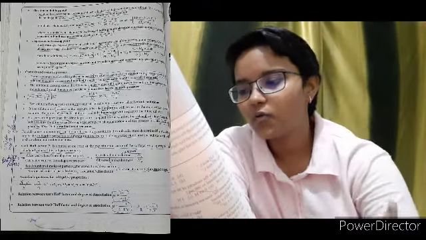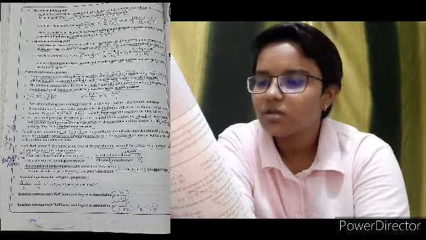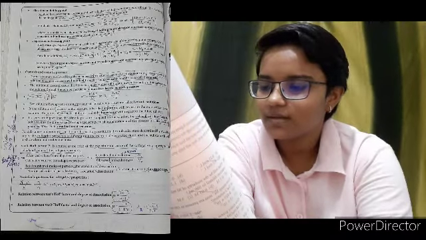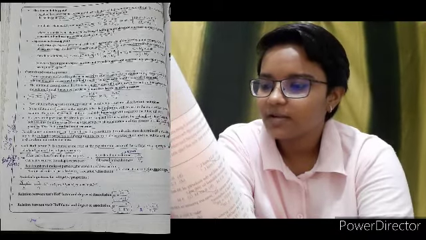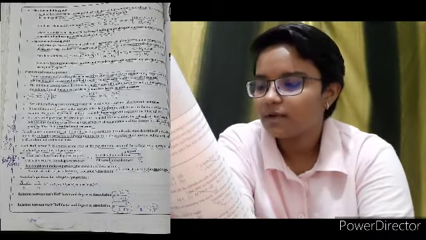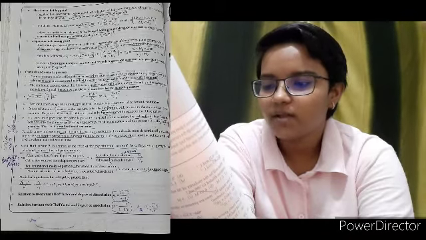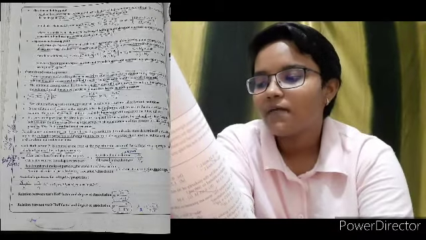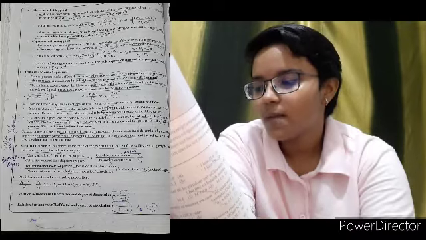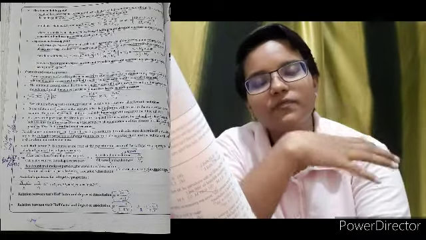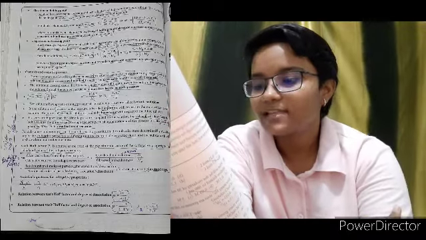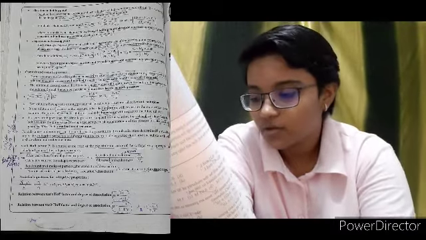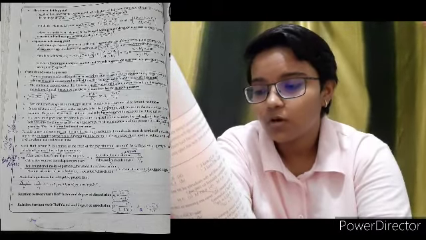For substances undergoing association or dissociation in solution, the molecular mass determined by studying any of the colligative properties is different from the theoretical expected value, and the substance is said to have abnormal molar mass. Van't Hoff factor i is defined as the ratio of experimental value of the colligative property to the calculated value of the colligative property. So i equal to observed value of the colligative property upon calculated value of the colligative property.